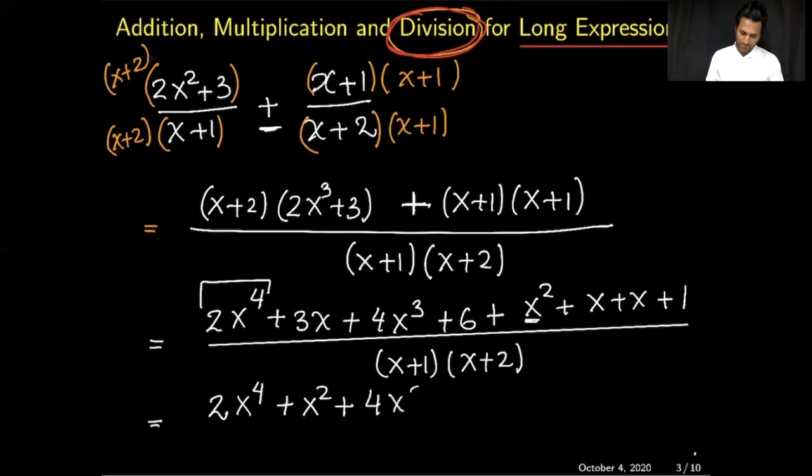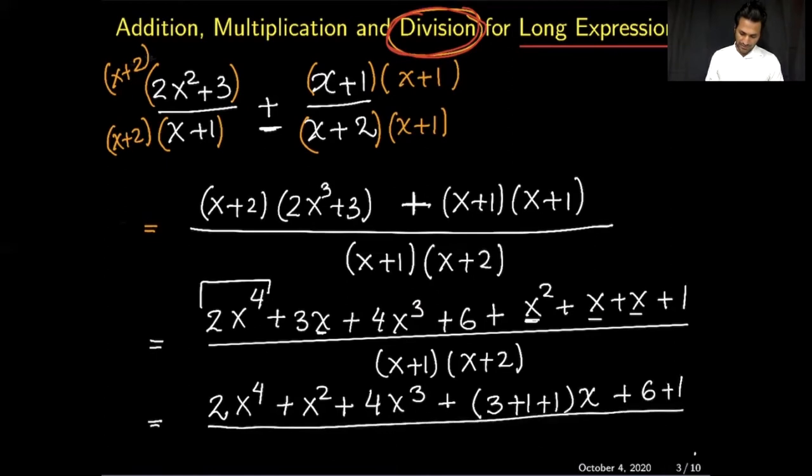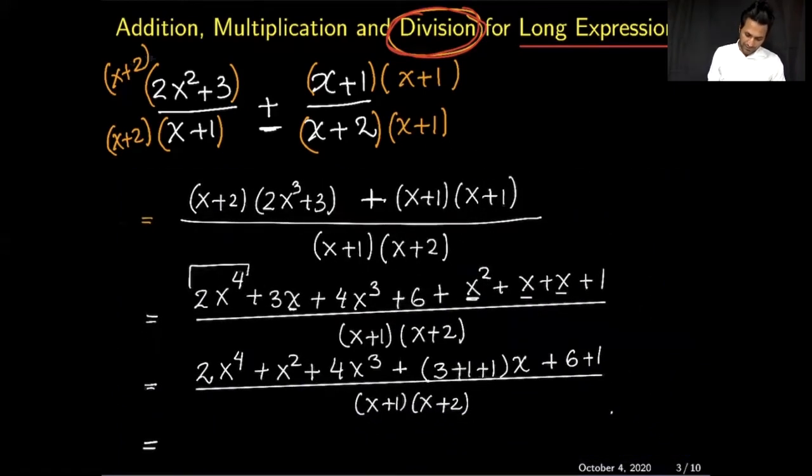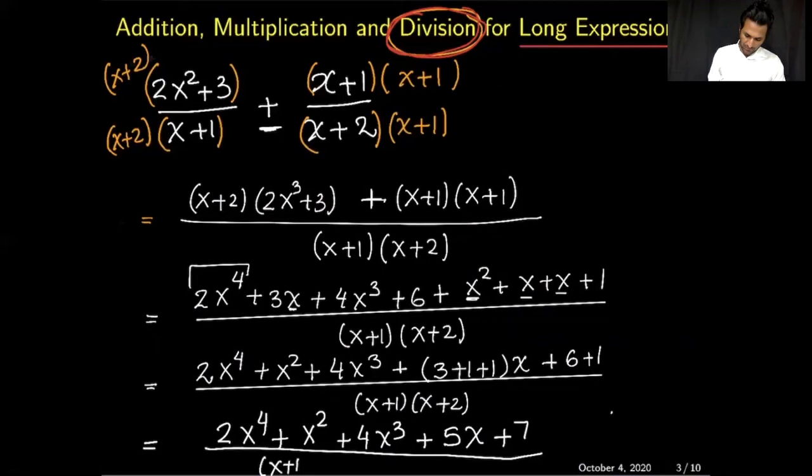Similarly, 4x cubed has only one expression with that exponent in the whole denominator, but we have 3x, then x and x, so it's going to be 3 plus 1 plus 1. These three expressions will add together, and then we have the constant terms, which are 6 and 1. The whole thing is divided by x plus 1 and x plus 2. After the simplification, we will get 2x to the power 4 plus x squared plus 4x cubed plus 5x plus 7, divided by x plus 1 and x plus 2. So this is our simplified expression.